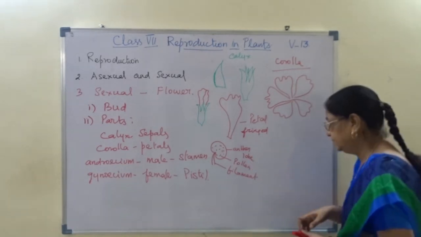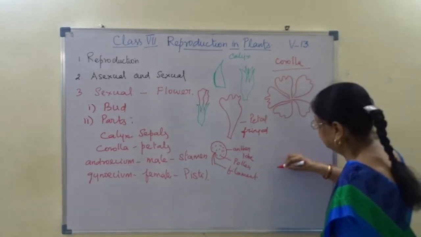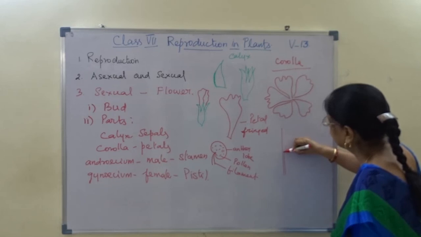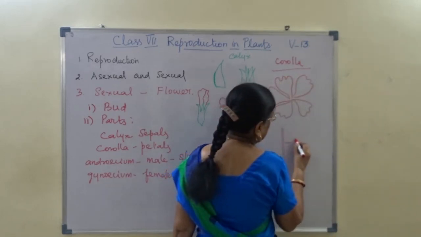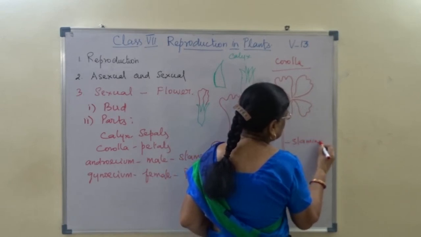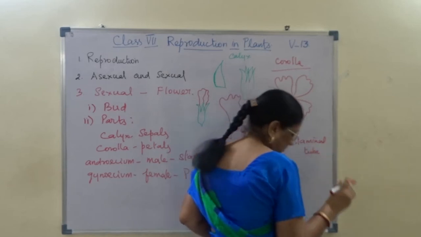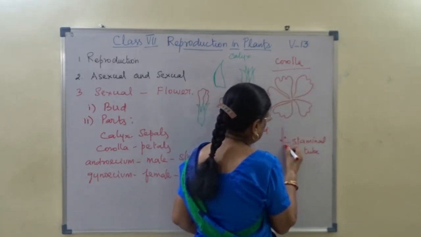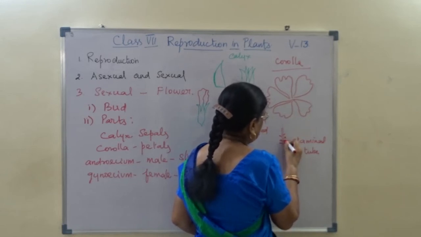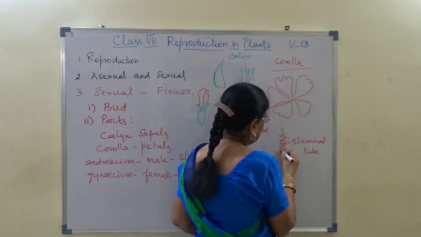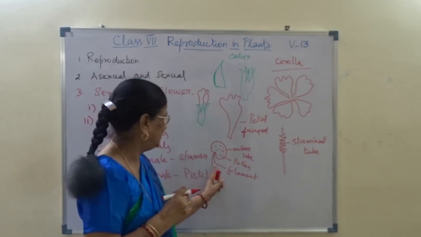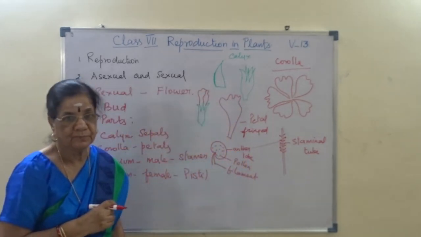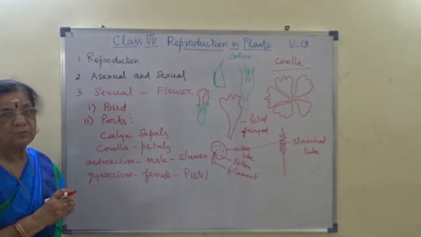Are you clear? Again, in hibiscus, the stamens are arranged on a structure like this. This is called the staminal tube. Now, in the staminal tube, these numerous stamens are arranged like this. The stamens are yellow in color. The filament is red, the anther lobe is yellow. So this is the stamen. I hope you understand. So this androecium, the male part of the flower, is formed of stamens.